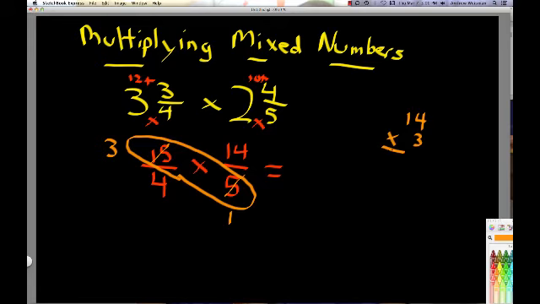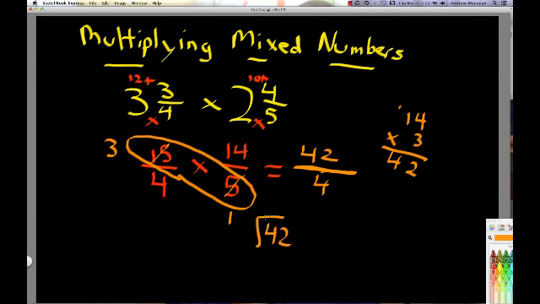14 times 3. 3 times 4 is 12, carry 1. 3 times 1 is 3, plus 1 is 4. So my numerator is 42, and I have, from my denominator, 4 times 1 is 4. So now I have this improper fraction, 42 fourths. And if you remember, this line means divide. 42 divided by 4. So I have to do that.